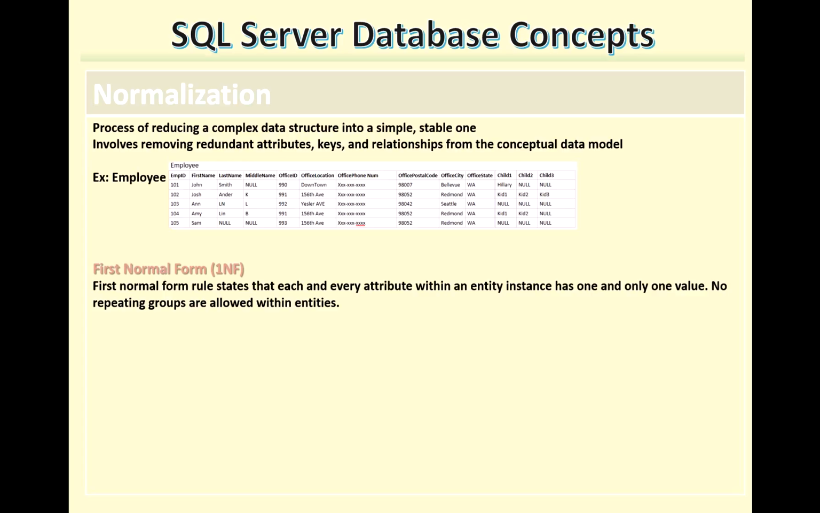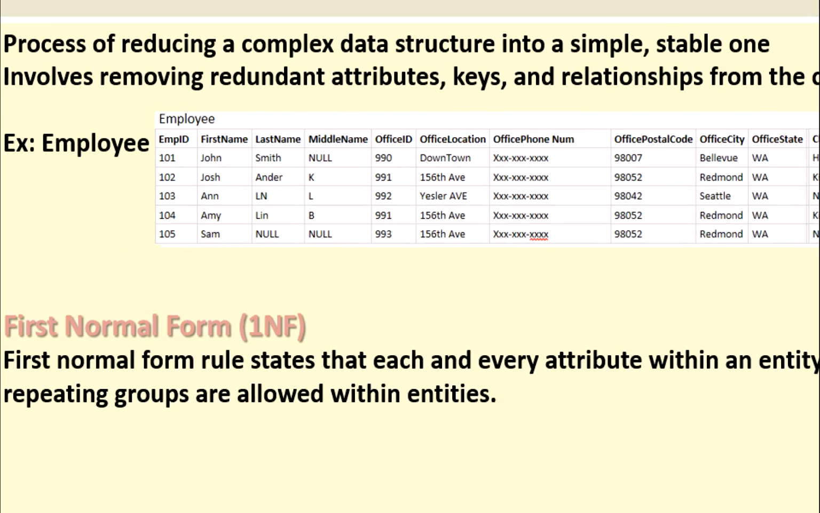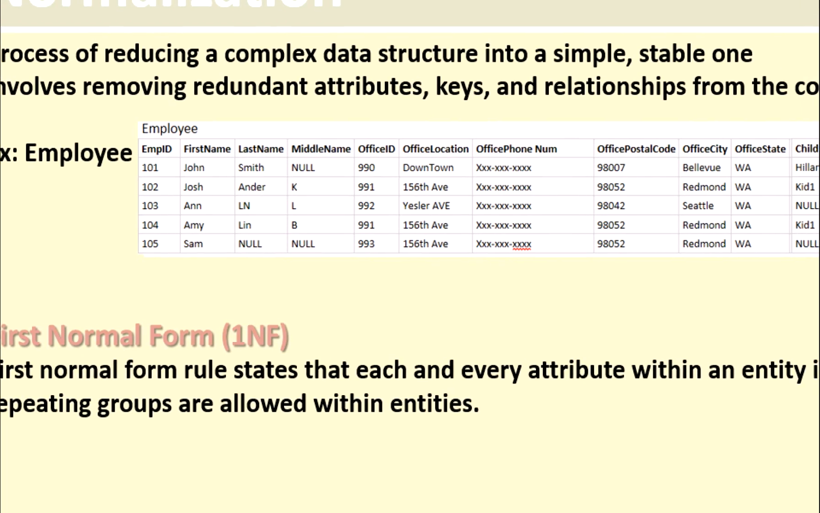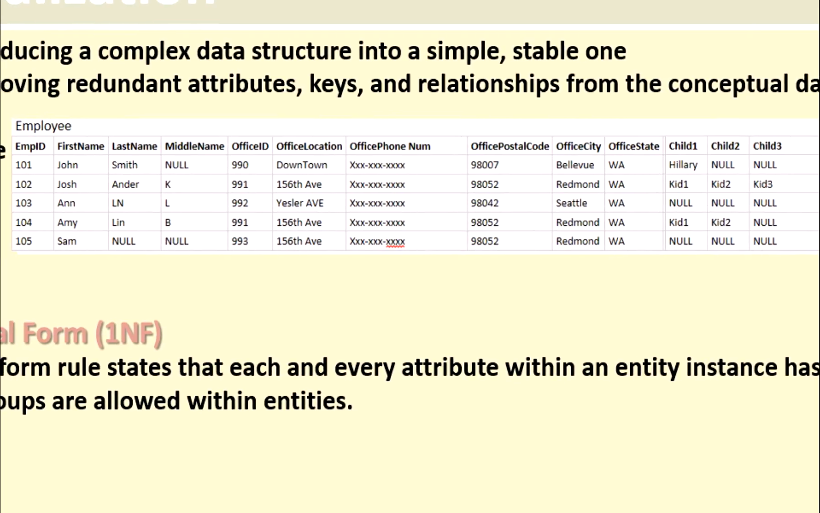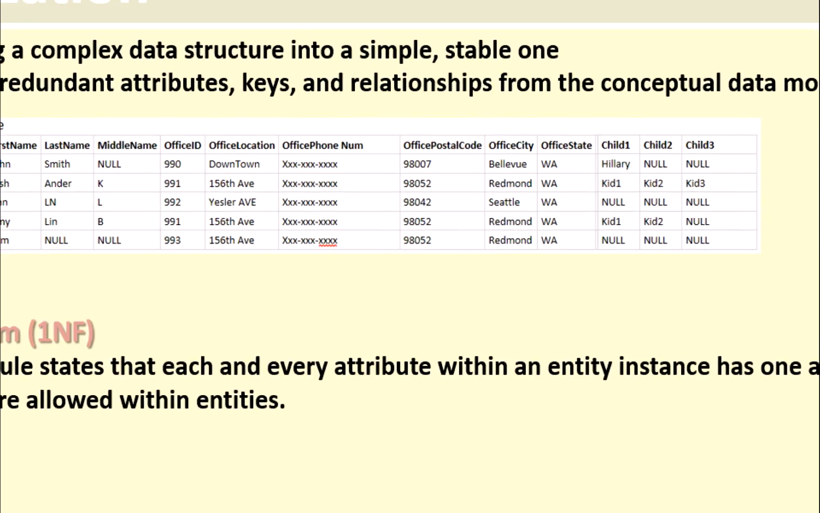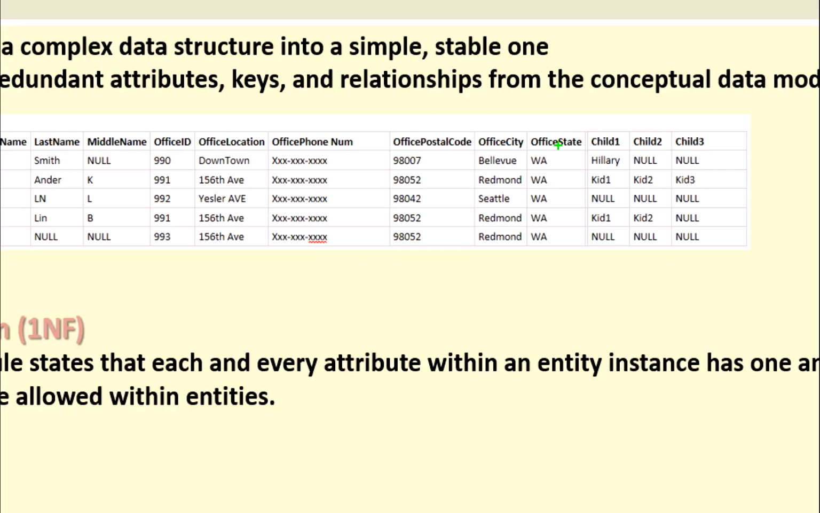So to understand the normalization rules, we will take one table and go through each normalization form and see how the normalization rules will help us simplify this structure. For this exercise I am taking the employee table. If you look at the employee table, we have columns like employee ID, first name, last name, middle name, office ID, that means the office details where the employee works, then the office location details, where the office is located, and the children information.